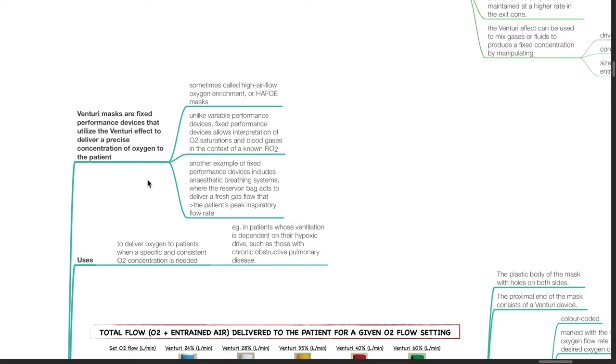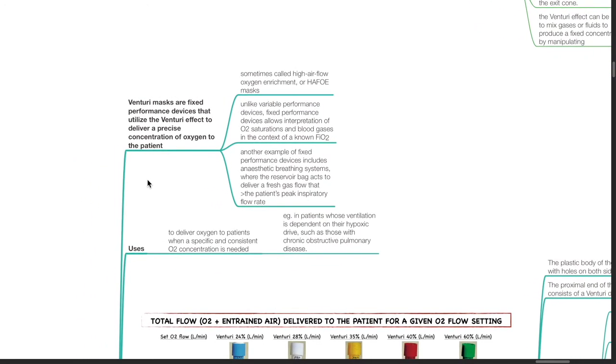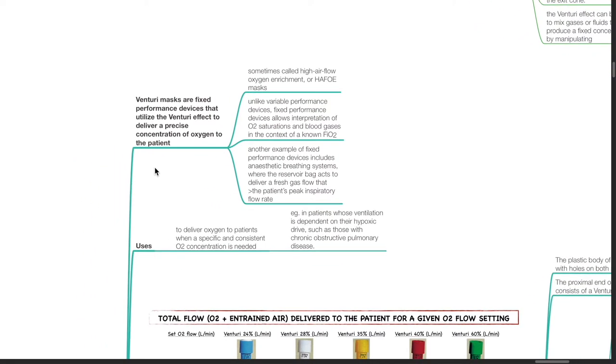Venturi masks. Venturi masks are fixed performance devices that utilize the Venturi effect to deliver a precise concentration of oxygen to the patient. Sometimes they are called high airflow oxygen enrichment masks or HAFOE masks. Unlike variable performance devices, fixed performance devices allow interpretation of oxygen saturations and blood gases in the context of known FiO2.